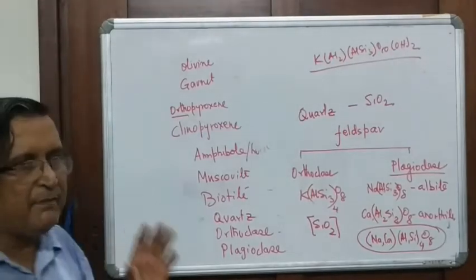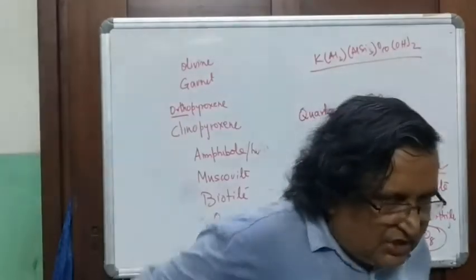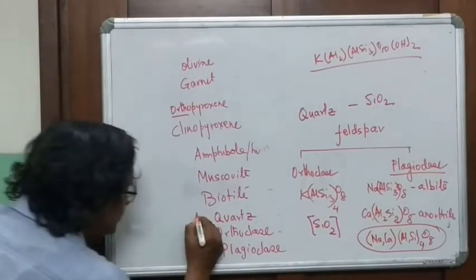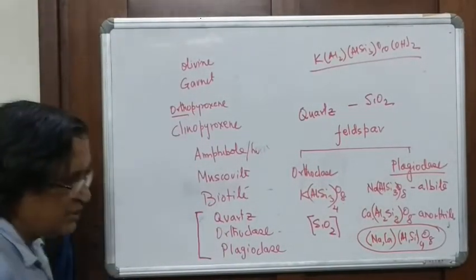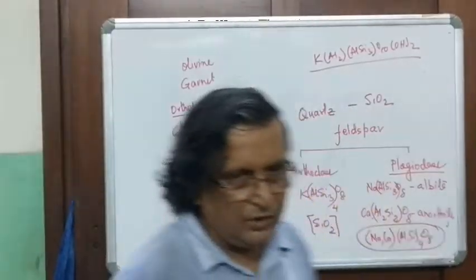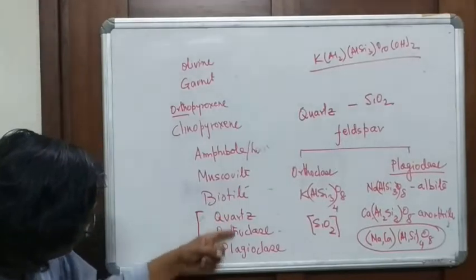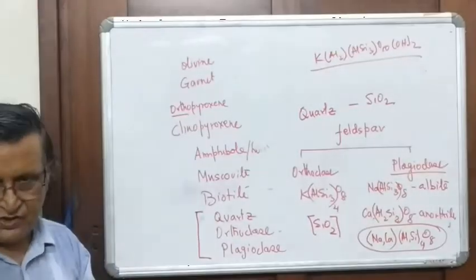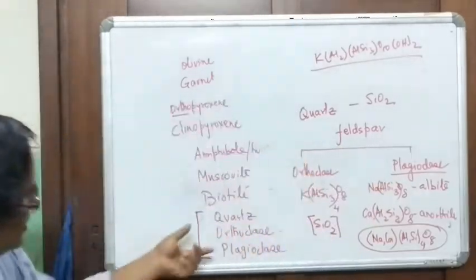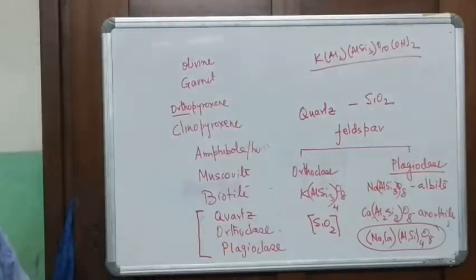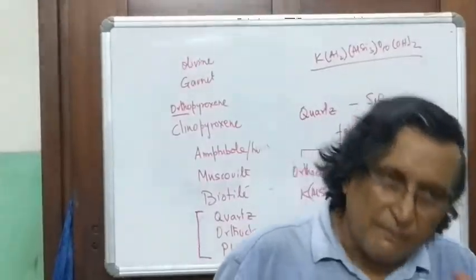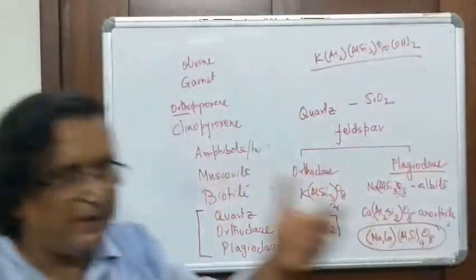You have to remember the following names. Just for a recap, I can tell you these minerals are the most dominant minerals of the crust. In fact, the more dominant minerals are the feldspars, and the quartz comes later. If you take the whole crust, feldspars are the most dominant minerals, followed by quartz.